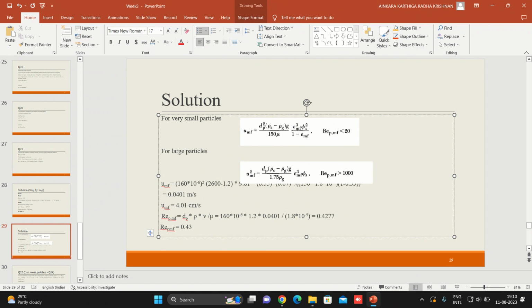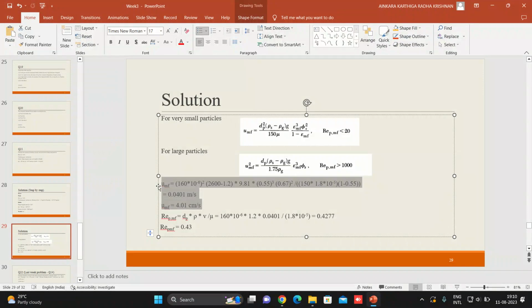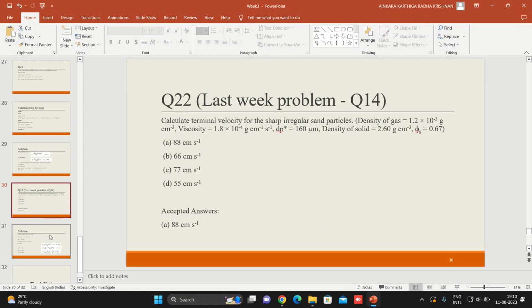So 0.43 is less than 20, that is the Reynolds number given for the laminar condition or for very small particles. So since this is satisfied, the calculation we did for UMF is right. So the minimum fluidization velocity is 4.01 centimeter per second. We have found out the minimum fluidizing velocity UMF to be 4.01 centimeter per second.